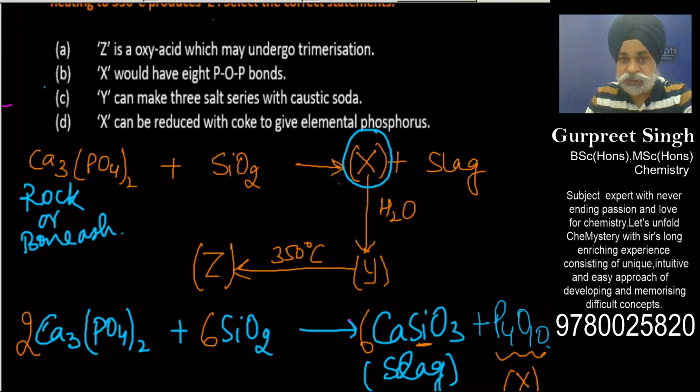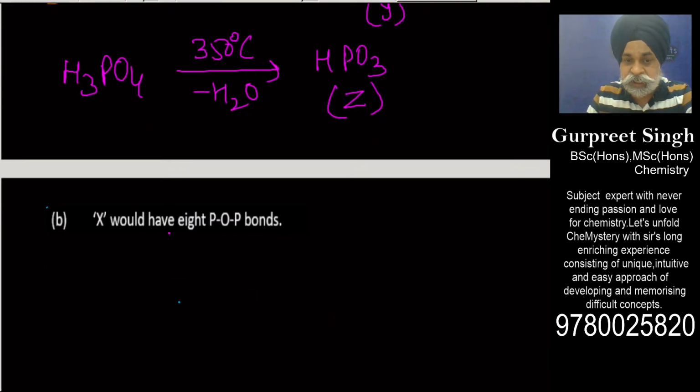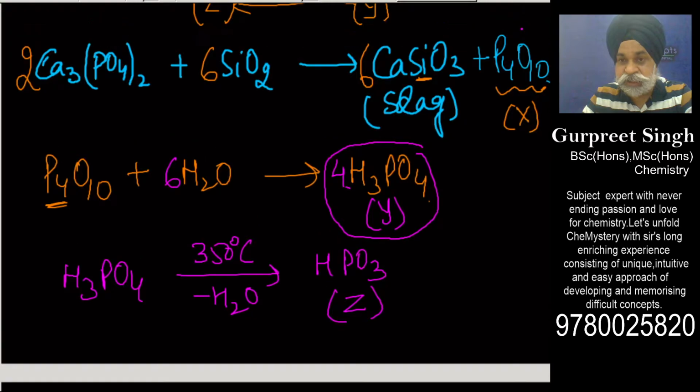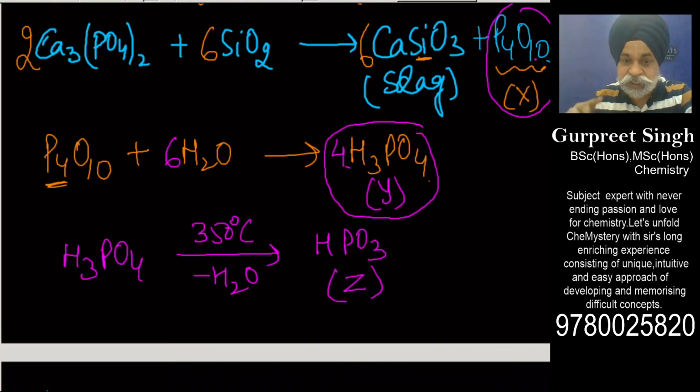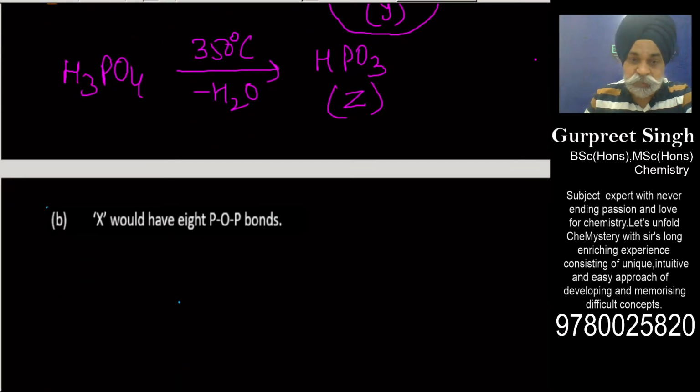Now what options are they going to give us? First they said that X has 8 POP bonds. He's not asking about phosphoric acid, and he's not asking about P4O10 itself. He's asking about the structure. So it is a very interesting question, asking something in regard to bonding. It engages metallurgy, hydrolysis, the effect of heating, along with chemical bonding.